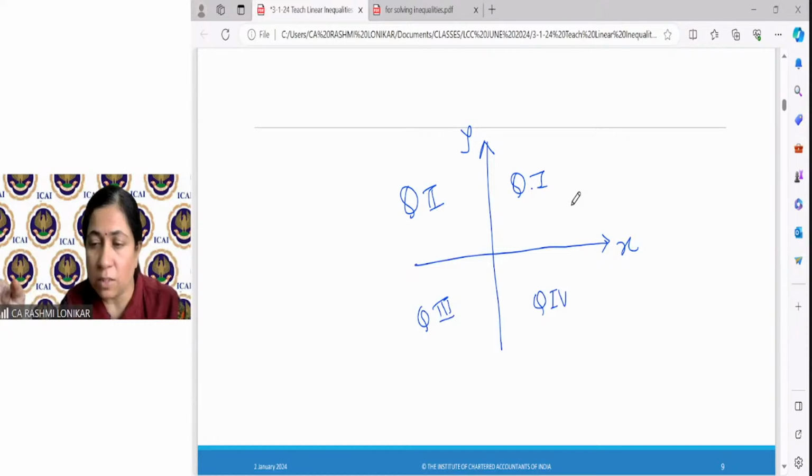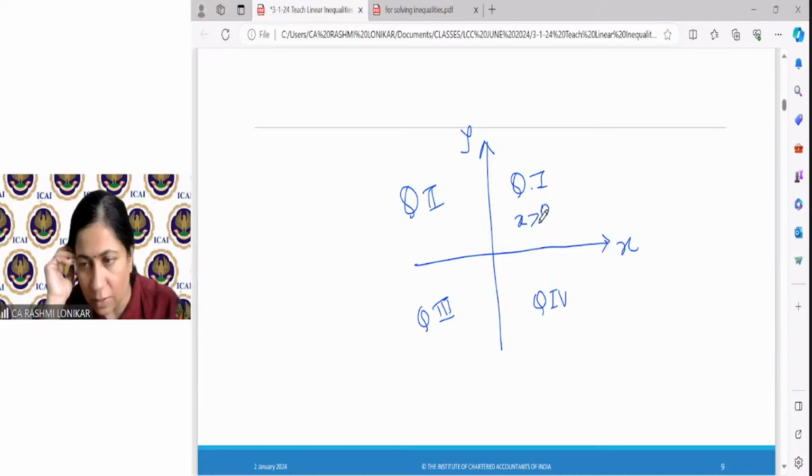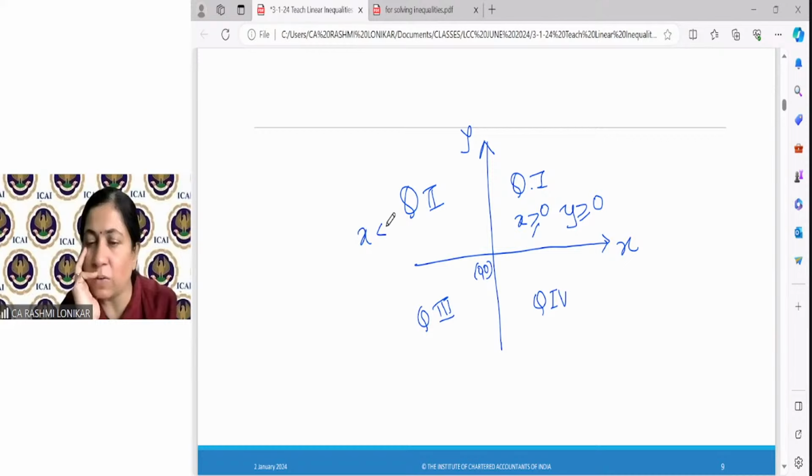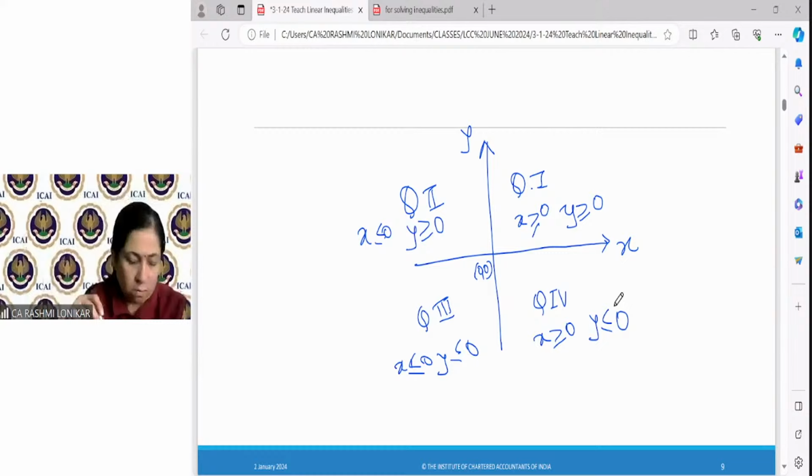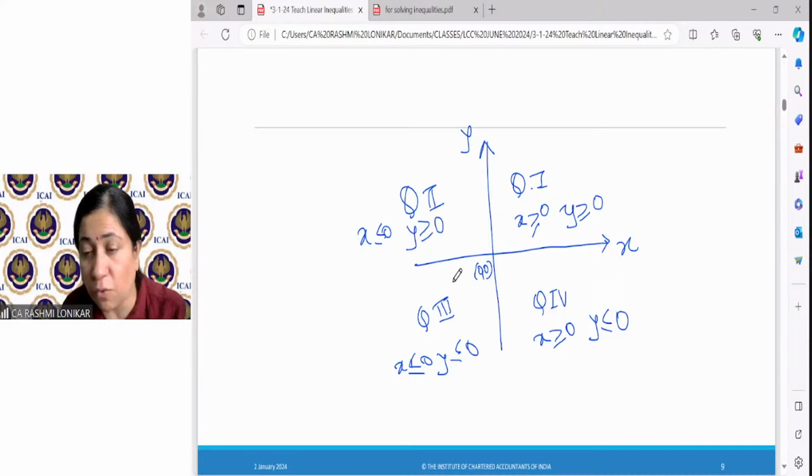So the first quadrant is this. Here what is happening? X is greater than or equal to 0, y is also greater than or equal to 0. Here y is positive. This is my 0, 0. Here x is less than or equal to 0, y is greater than or equal to 0. Over here, x is less than or equal to 0, y is also less than or equal to 0. Here, x is greater than or equal to 0 and y is less than or equal to 0. So, these are the four things that you must know.